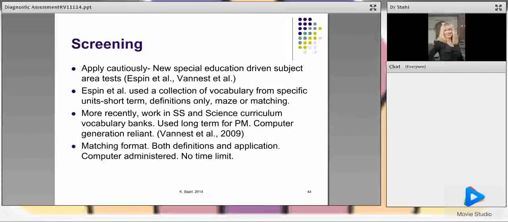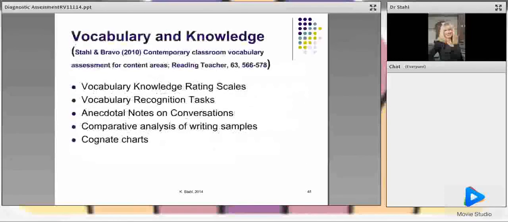Again, some new CBM measures are being researched currently, and I don't think any of those are on the market, but those are something you may want to be on the lookout for. They are related to primarily science and social studies words for 4th and 5th grade. However, there's no need to wait for that.